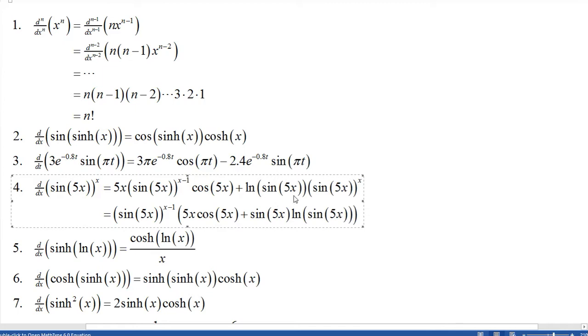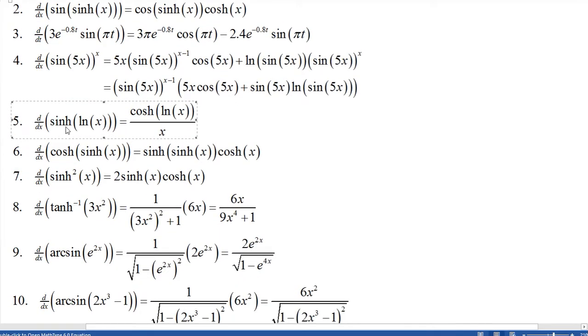Or we could factor out a little bit. They both have a sine of 5x, and let's factor out the smallest power we have. So it's sine of 5x to the x minus 1 power. When we divide each term by that, this cancels out completely here, leaving me 5 times x times cosine of 5x. This time, I get a log of sine of 5x here, and when I divide sine of 5x to the x by sine of 5x to the x minus 1, I just get sine of 5x to the first power. And so I'd probably leave it like that for the final answer.